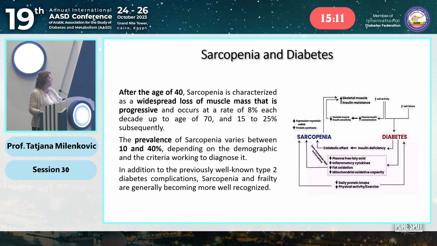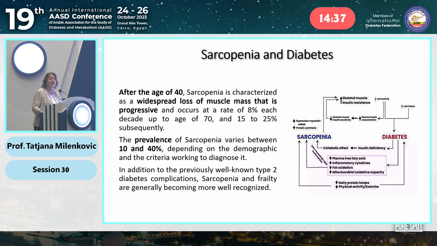So what about sarcopenia and diabetes? After the age of 40, sarcopenia is characterized by a loss of muscle mass that is, as I said, progressive. Especially up to 70, the progression rate is about 8%, and then after 80 it is 15%, then 25% subsequently. So with each decade, this loss of muscle mass is even more profound.